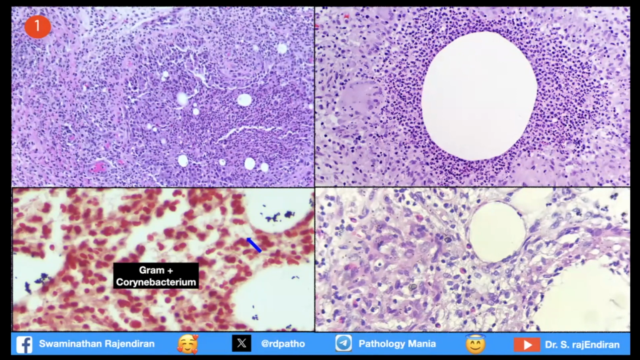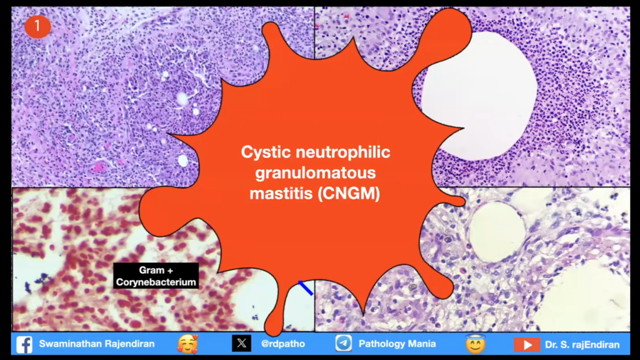And when you do gram stain, this is more like theory. Nobody does gram stain to diagnose this condition. You can identify gram-positive organisms, which are like Corynebacterium. And this is a cystic neutrophilic granulomatous mastitis. So the lipid-like vacuole surrounded by, or palisaded by, neutrophils with non-necrotizing granulomas are diagnostic of CNGM.